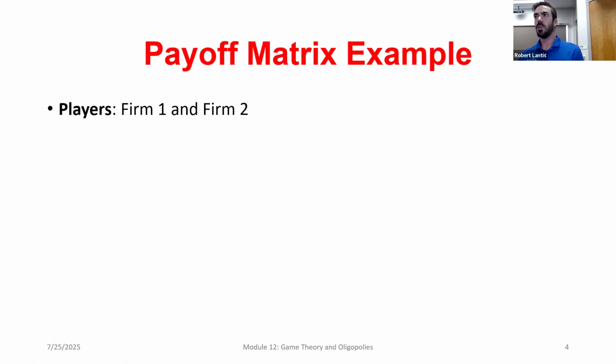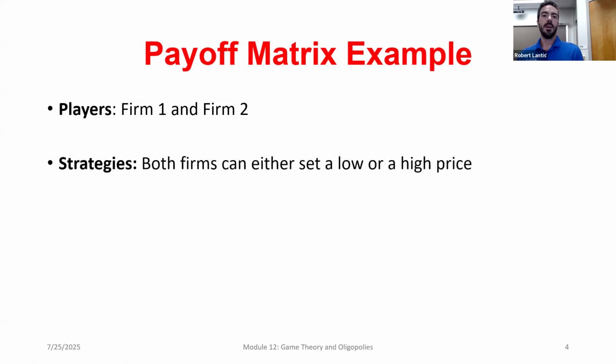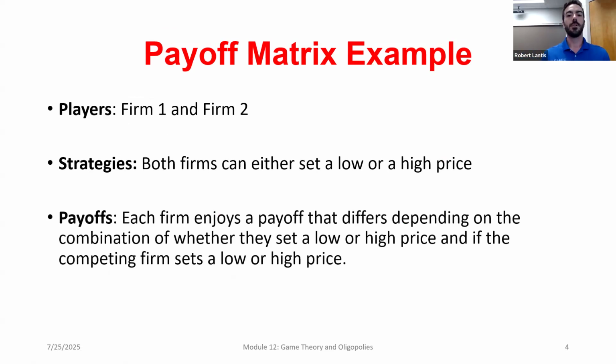So let's say we start out with this market example where I have two firms. Those are my players. They're going to set either a high or a low price, okay? Each firm is going to enjoy the payoff of those different combinations. So we both set a high price, we both set a low price. One sets a high price, the other sets a low price, etc.